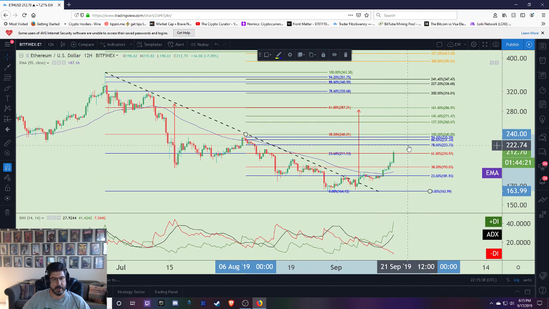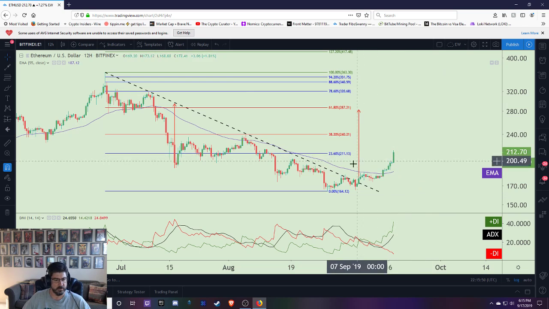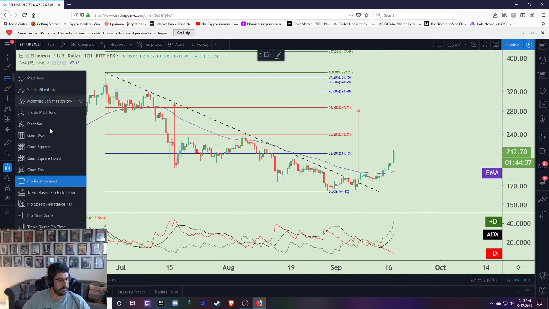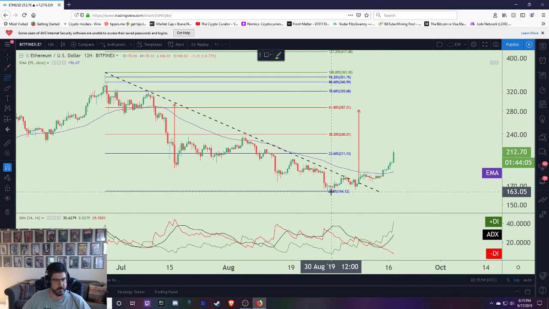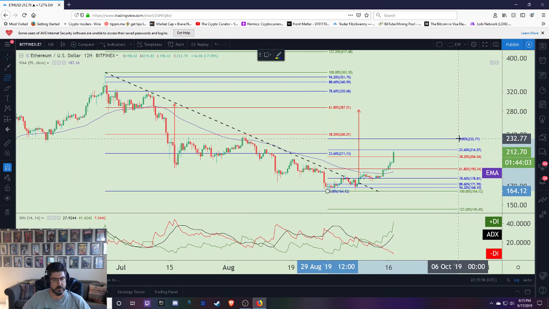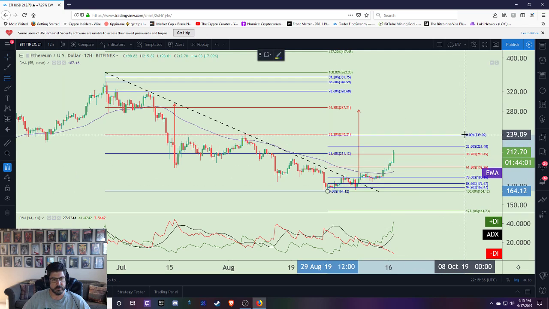Now what would happen is if this does break and goes up here, then we'd probably just say it goes to the 240 on the full retracement, and this is just for fun here. But if you look at the move from the low, just say it goes up to around that level right there.